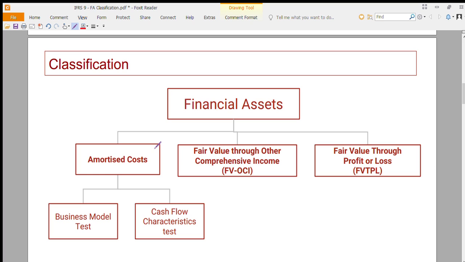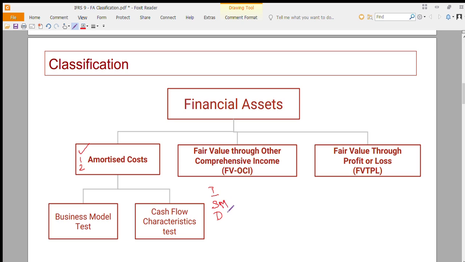Moving on, I will walk you through each of the categories. I'll tell you what are all the conditions an asset should satisfy to be classified under a particular category. I'll tell you what will be the accounting treatment at initial recognition, at subsequent measurement, and at the time of derecognition for each category. So that's how we are going to go.